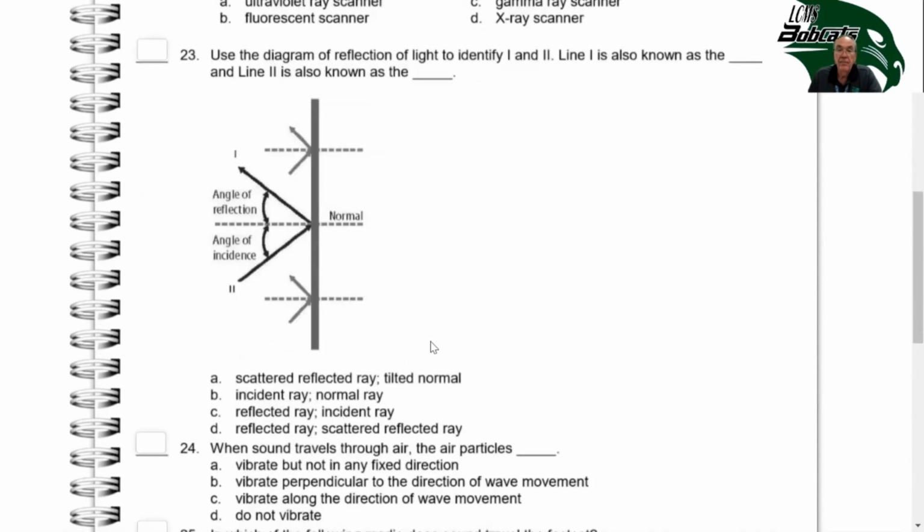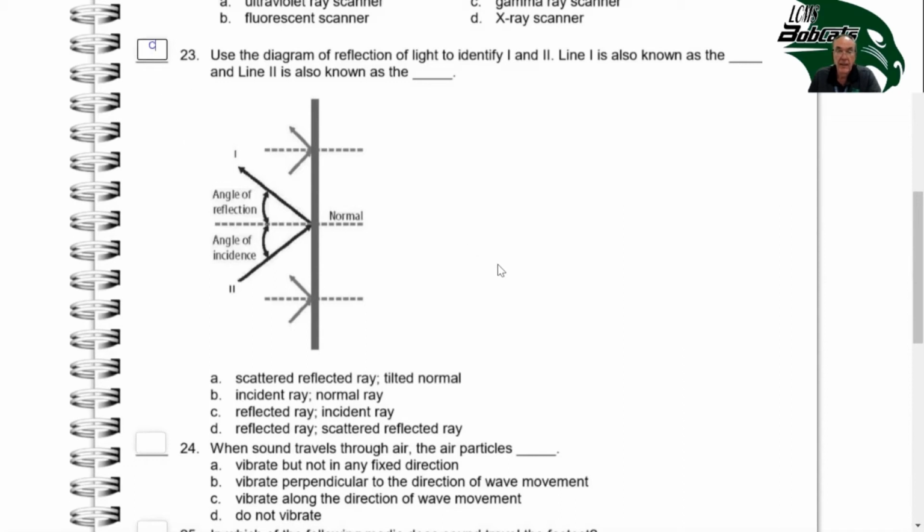Use the diagram of the reflection of light to identify 1 and 2. Line 2 is coming in, and that would be the incident ray. Line 1 coming out would be the reflected ray. So it's not scattered and reflected, or tilted and normal. Incident ray and normal is not correct. Reflected ray and incident ray: 1 is the reflected ray and 2 is the incident ray, so that looks correct. Reflected and scattered is not correct.